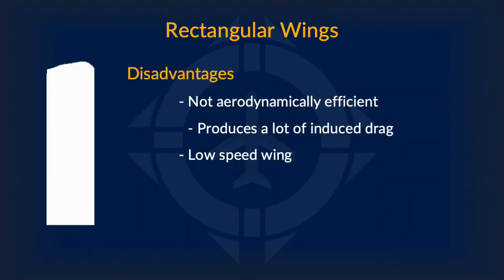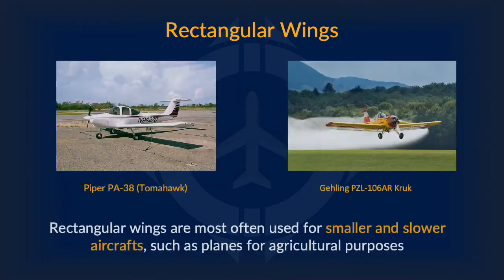Now, these advantages may seem pretty amazing, so why not just use rectangular wings all the time? The problem is that rectangular wings also come with some very severe disadvantages, chief amongst which is that they are not aerodynamically efficient at all. In particular, it creates a lot of induced drag. Coupled with this is that it's a low-speed wing, and shouldn't be used if speed is desired. As such, rectangular wings are used mostly for smaller and slower aircrafts, such as the famous Piper PA-38, and also for planes used in agricultural purposes.